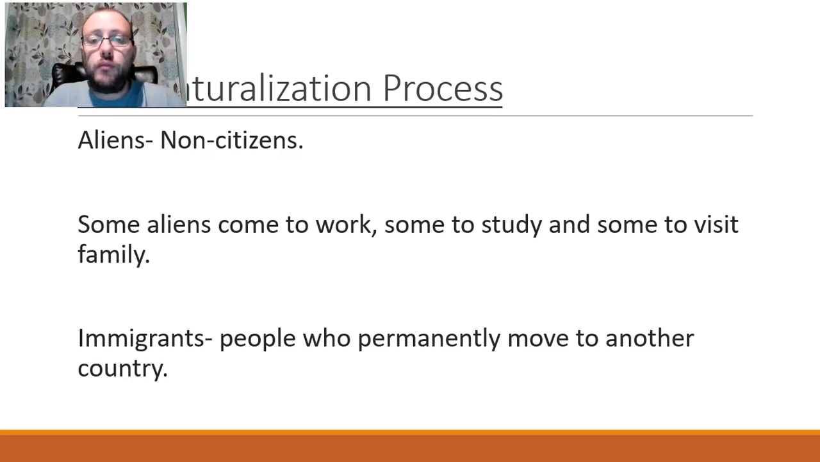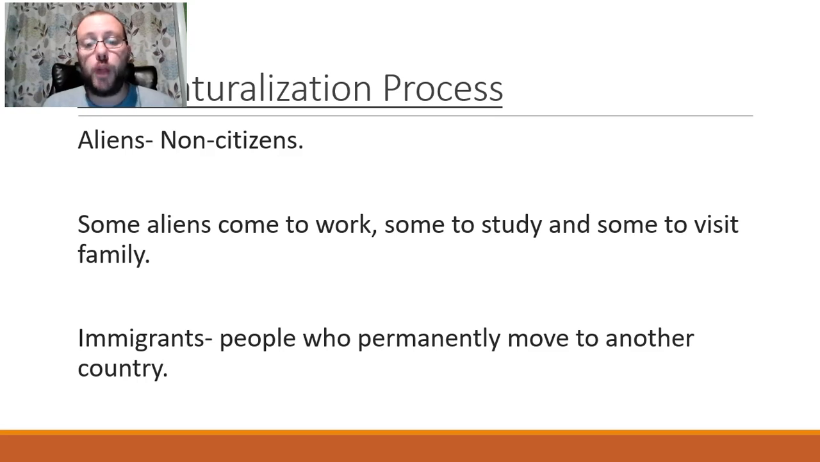So aliens, non-citizens, come to the United States for a number of different reasons. Some of them come to work. They may come here on a work visa or something like that. Some come to study. They study abroad and come to the United States to study, just like people in our country go to other countries to study. And some come to visit family. Some have family that live here and they may come and stay a little while with their family. These are just people that are not citizens.